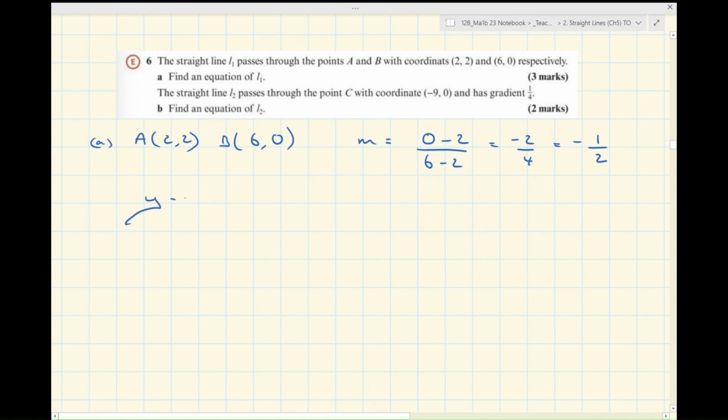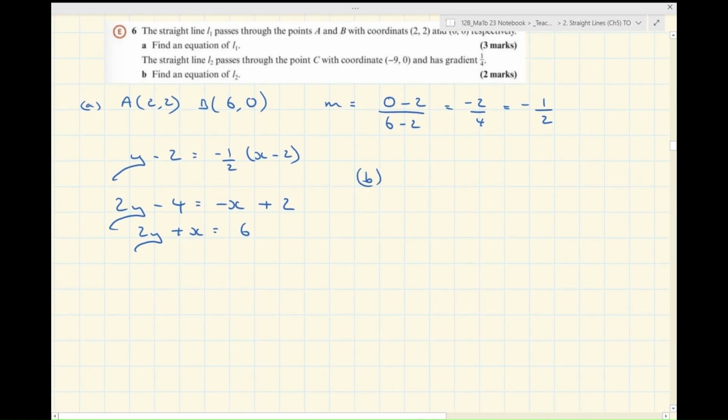So my gradient's minus a half, and it passes through the point A. So it's going to be y minus 2 equals minus a half (x minus 2). Multiply both sides by 2. 2y minus 4 equals minus x plus 2, multiplying out that bracket. And so I'll give it in this form, 2y plus x equals 6. There we go.